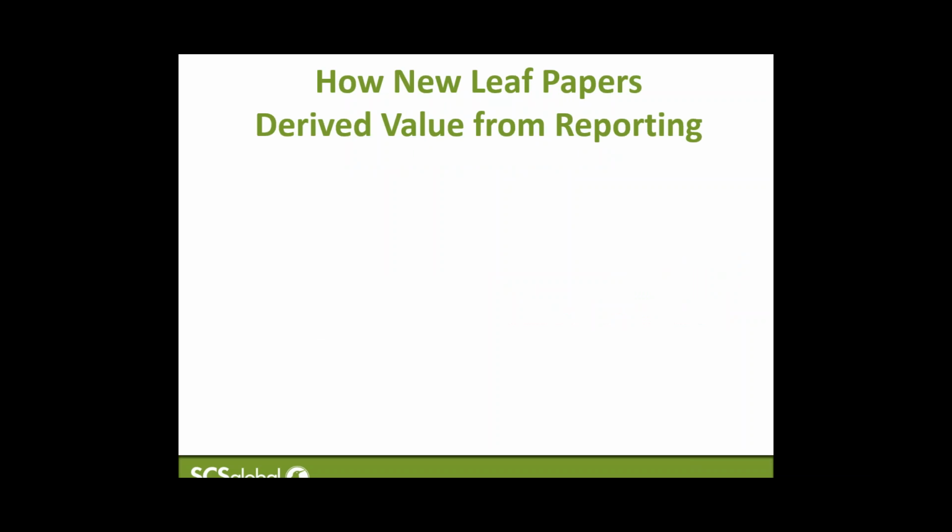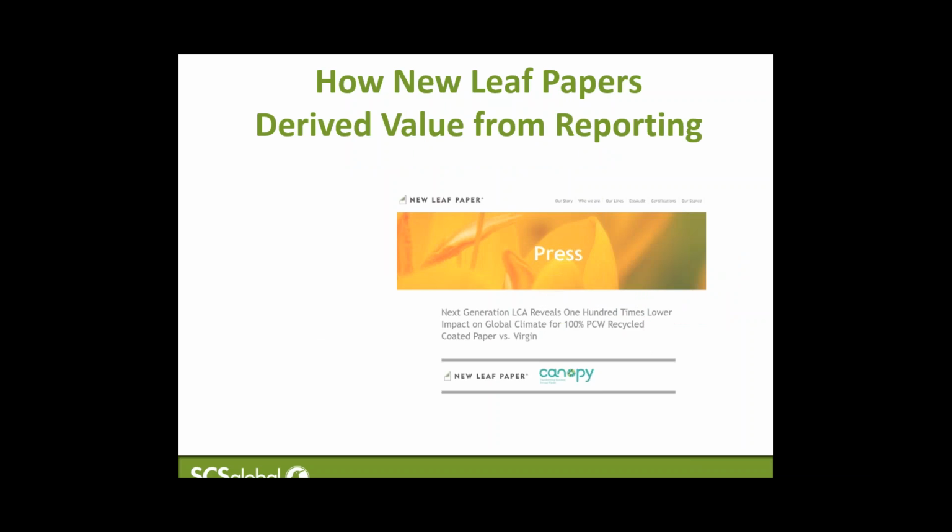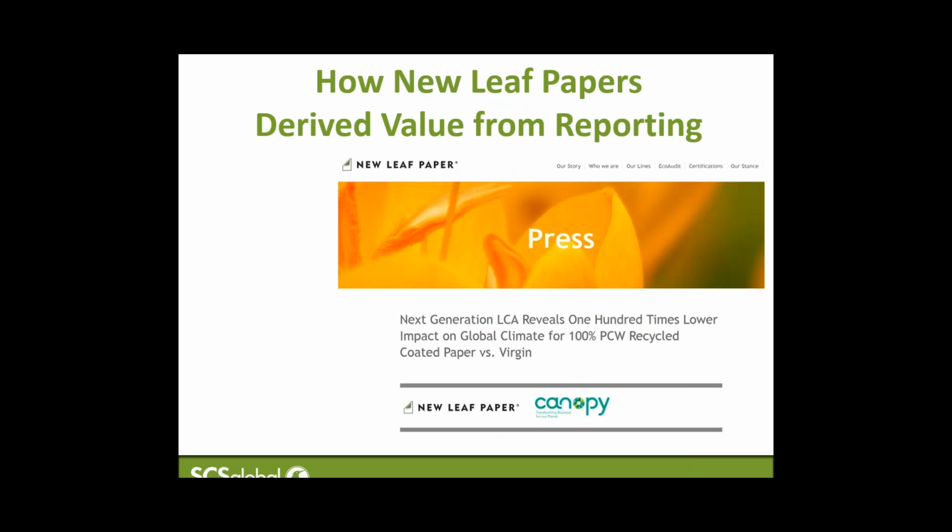Now, I just wanted to show an example of how New Leaf Paper did this. They did it in a variety of ways to drum up interest in their brand and this product. They had a joint press release. They got recognition from several environmental groups. Canopy is a well-regarded environmental group. They advocated how great this climate footprint was, and it demonstrates the benefits of this product.